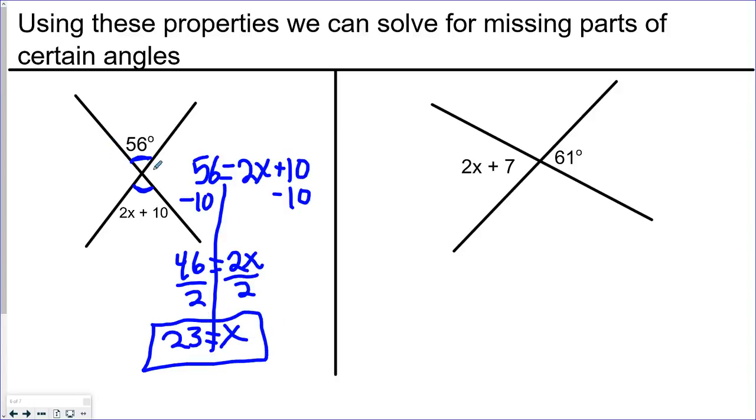So even though it didn't tell me outright, because I knew that vertical angles are always equal, I could set this up as an equation that I know how to solve, and then solve that equation using the steps that I know for solving equations.